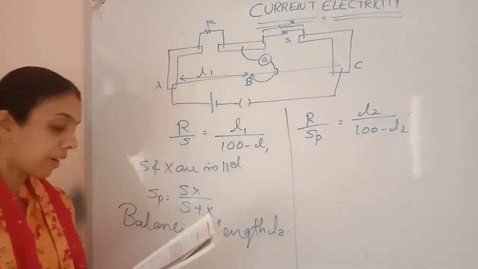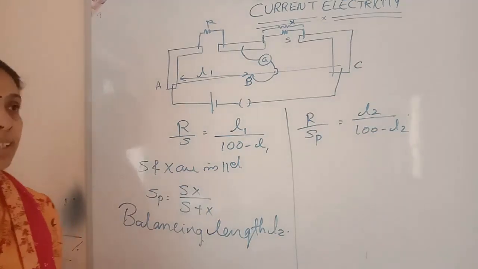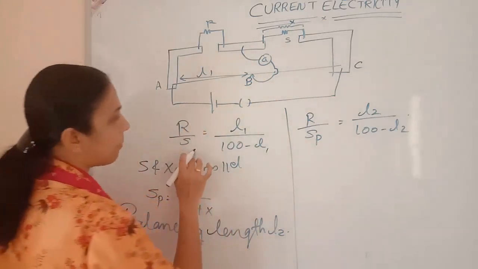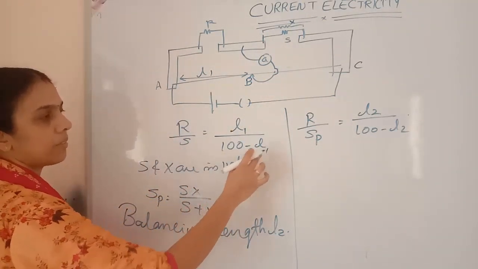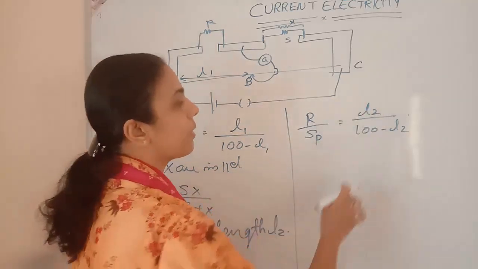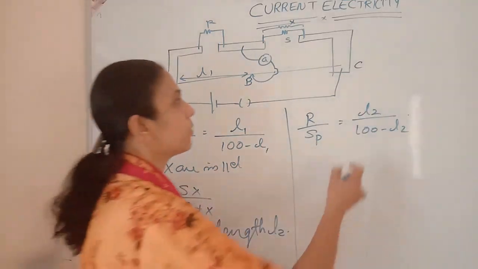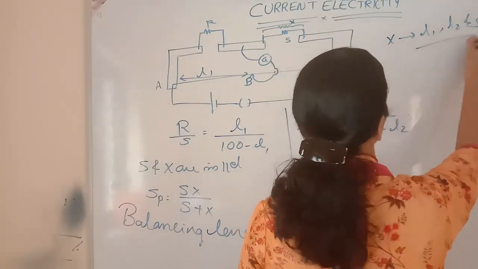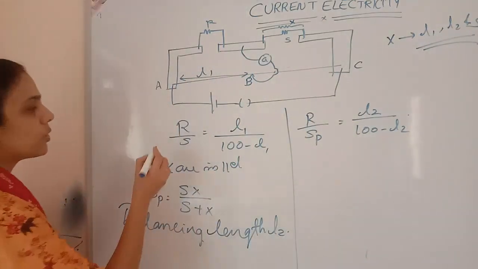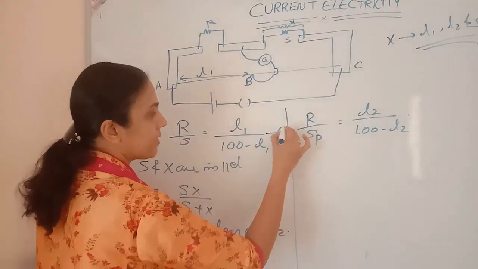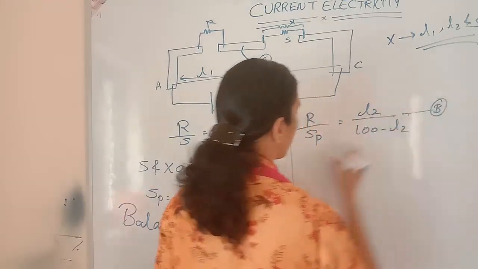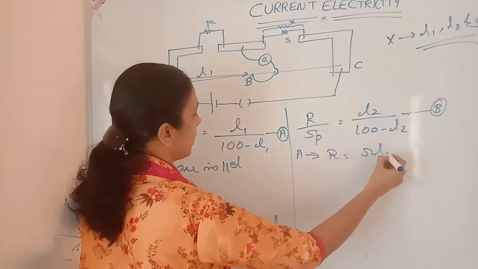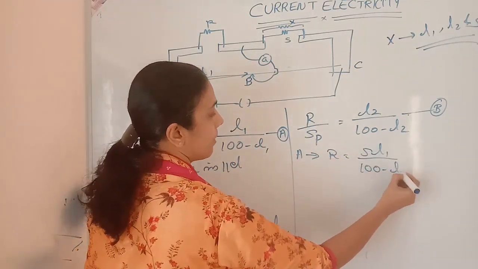Here, what should we find out? Obtain a formula for X. Now R by S equals L1 divided by 100 minus L1, and R by SP equals L2 divided by 100 minus L2. We should find X in terms of L1, L2 and S, so R is not required. This is equation A and this is B. From A, I can write R equals S into L1 divided by 100 minus L1.